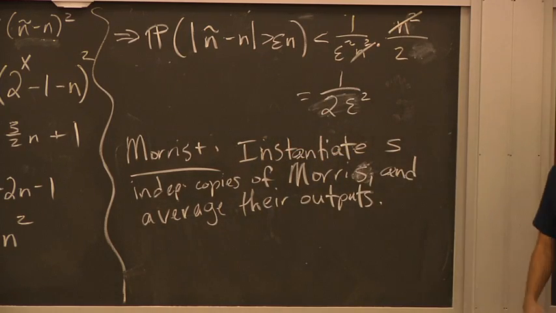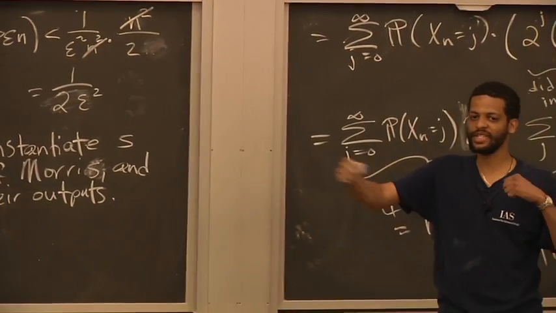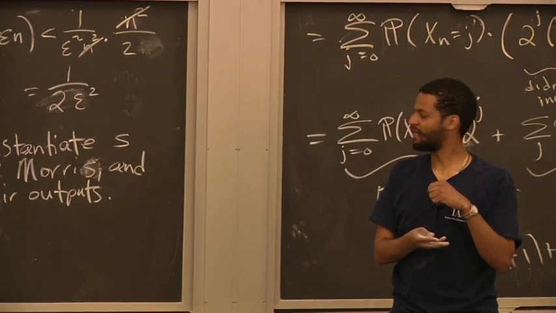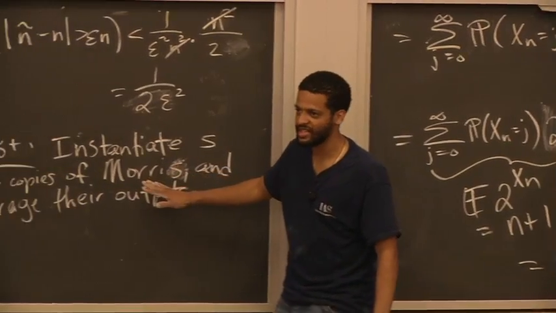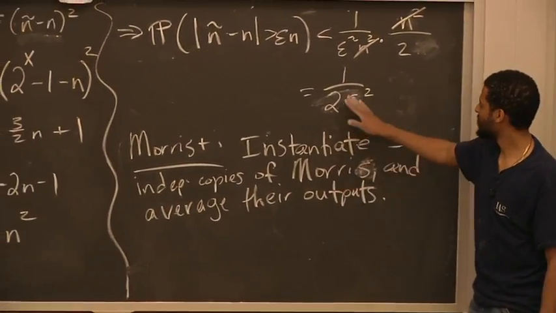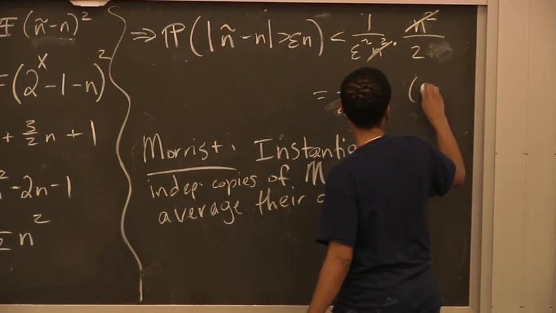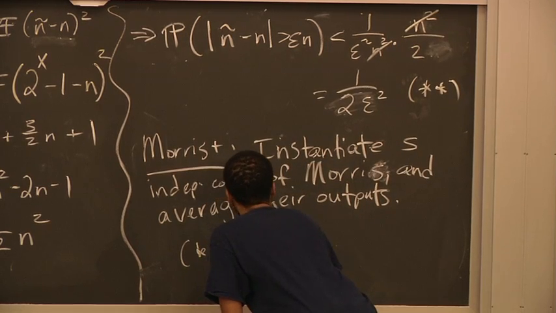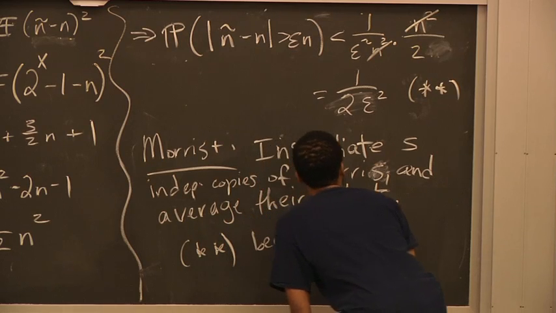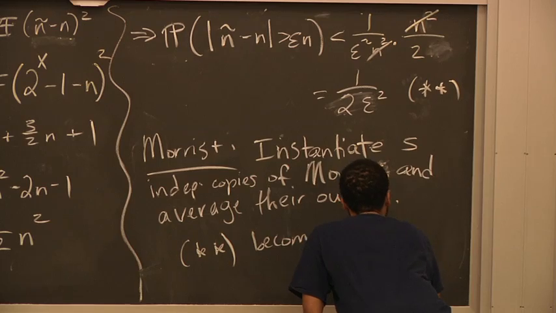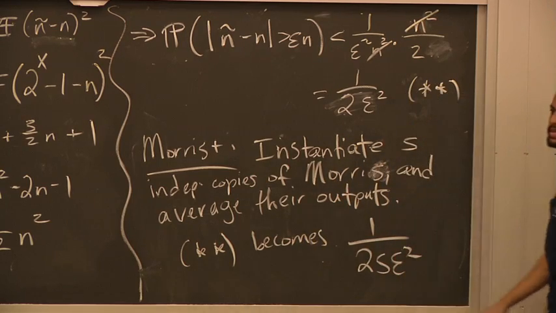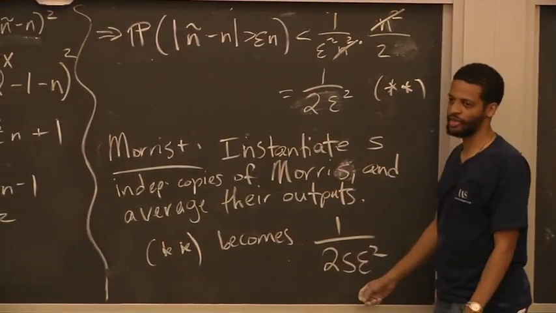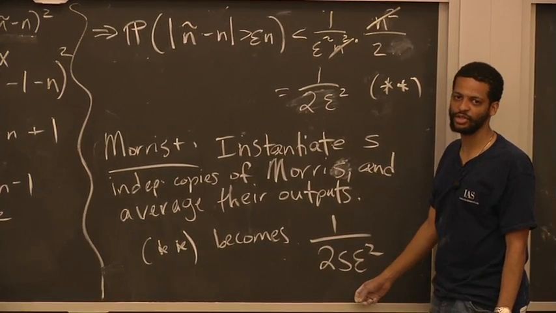Okay. When you add a bunch of random variables, their variances add, but then you're averaging, so you're dividing by s. So effectively what this does is it decreases your variance by a factor of s. So this failure probability becomes 1 over 2s epsilon squared. Okay? So now if you want failure probability a third, how should you set s?